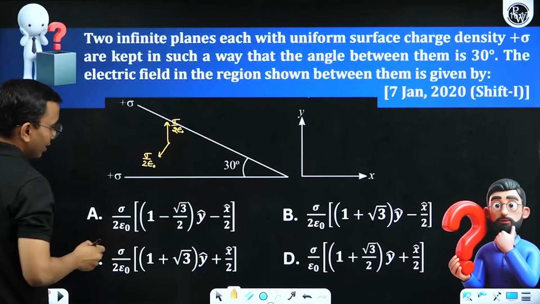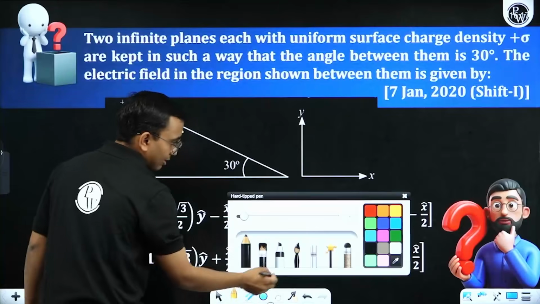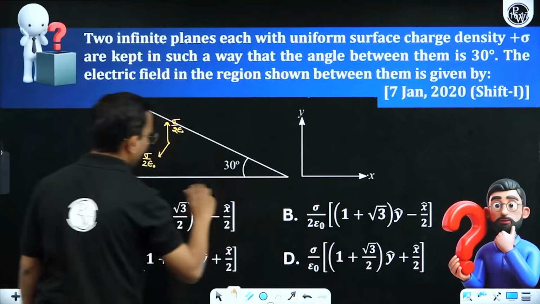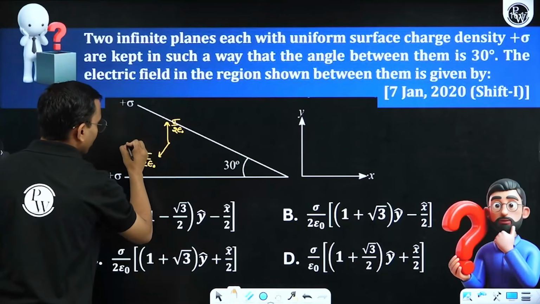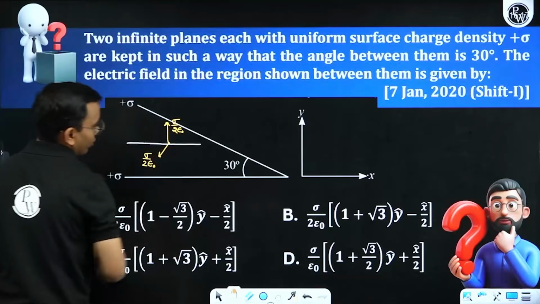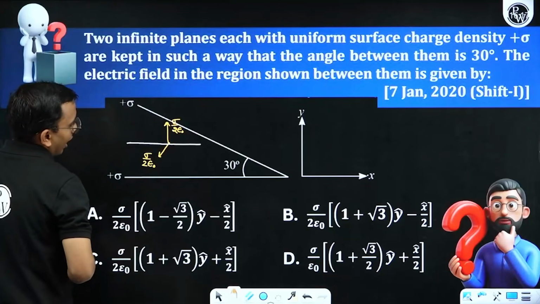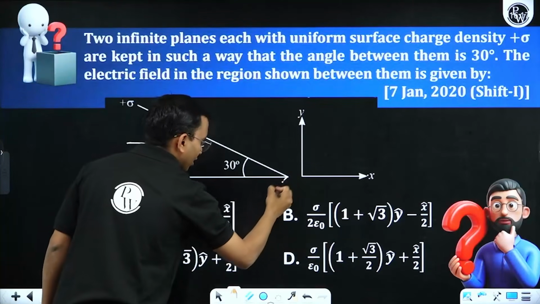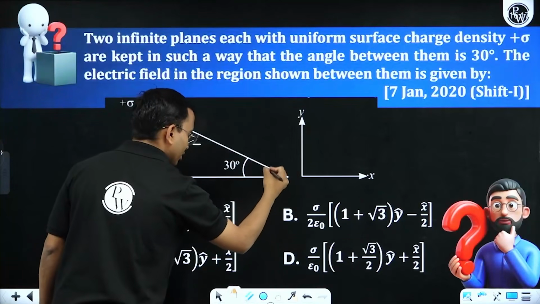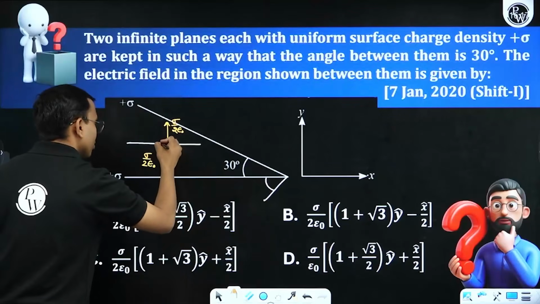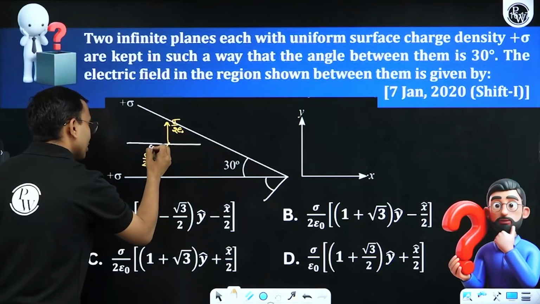Okay. Now, what are the angles here? We have to write in i cap, j cap form. This is the horizontal. And how much is this angle? This is 30, perpendicular to this, total is 90, so this is 60. So this angle I will say is 60.